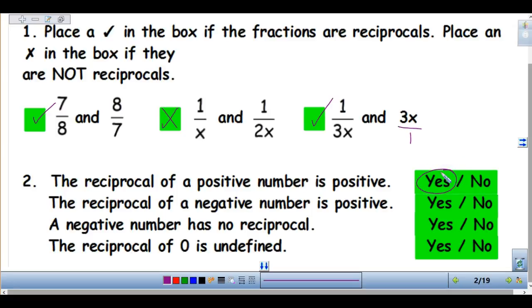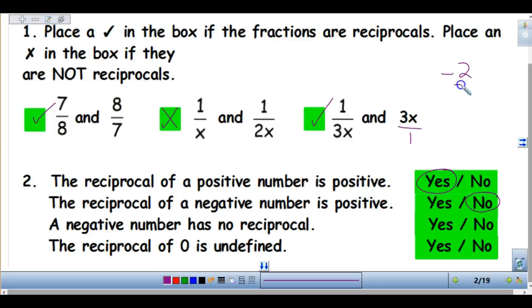The reciprocal of a negative number is positive. No, if it's negative, it's just going to switch. It's like if the negative is 2/3, it's going to be a negative 3/2. Yep, so they have to stay. Correct. A negative number has no reciprocal.